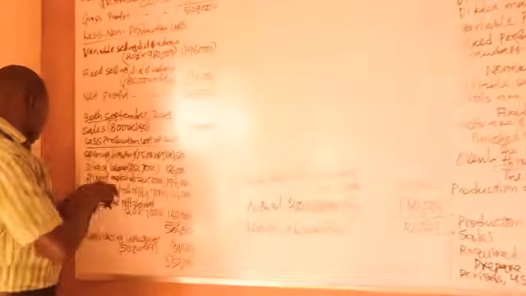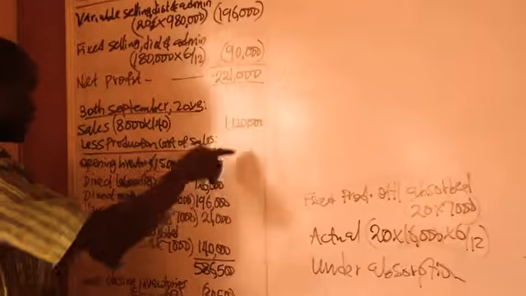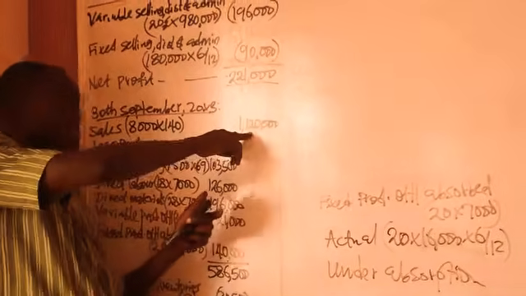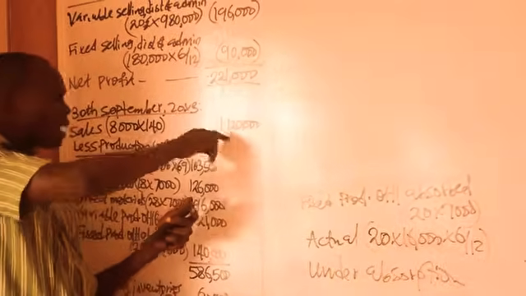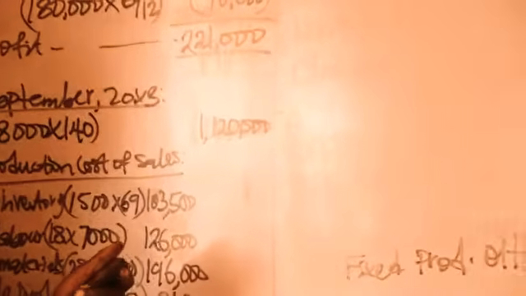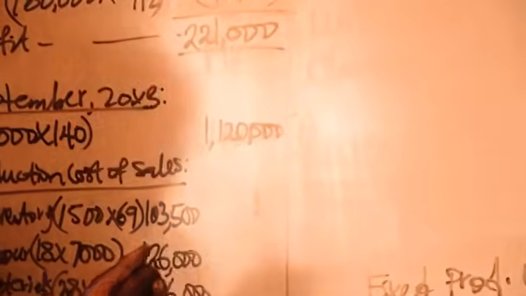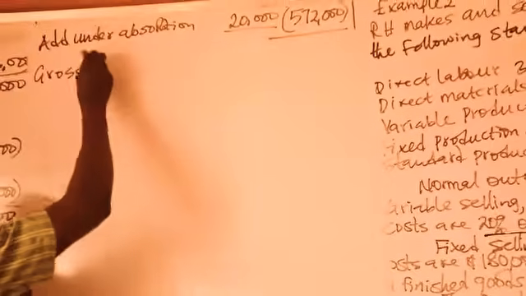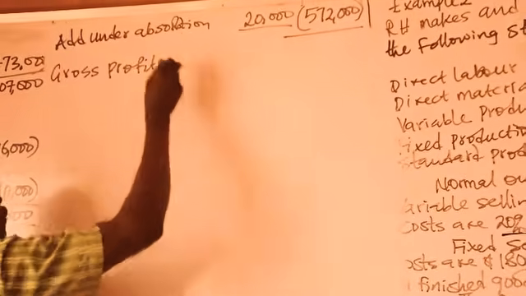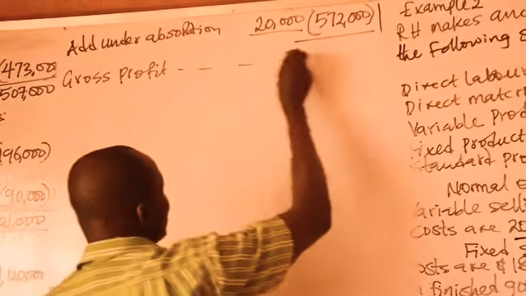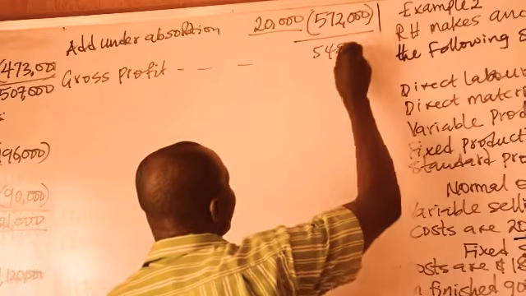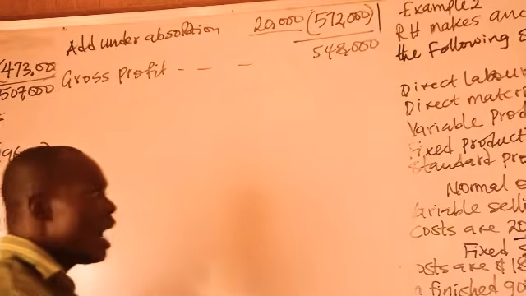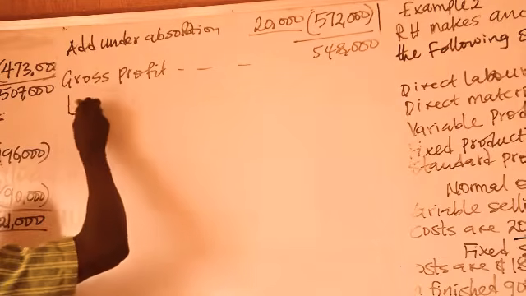When you subtract your production cost of sales from your sales of 1,120,000, then you have the gross profit of 548,000. After gross profit, you less non-production costs.